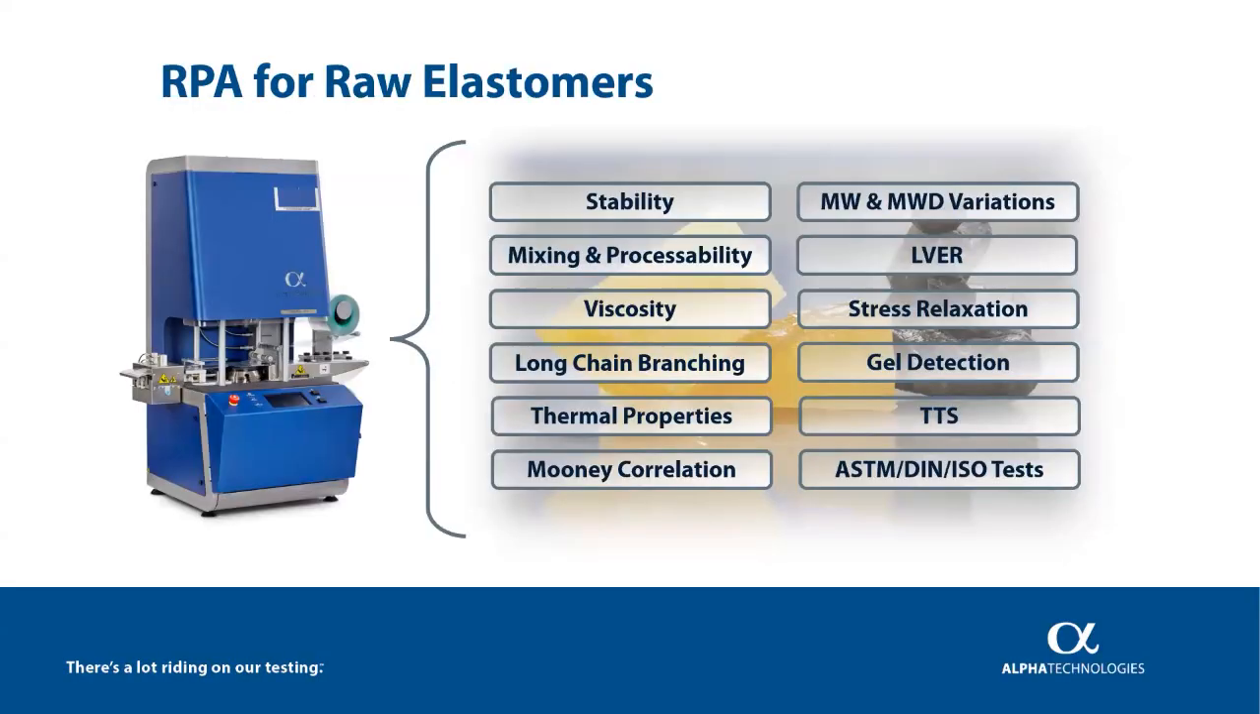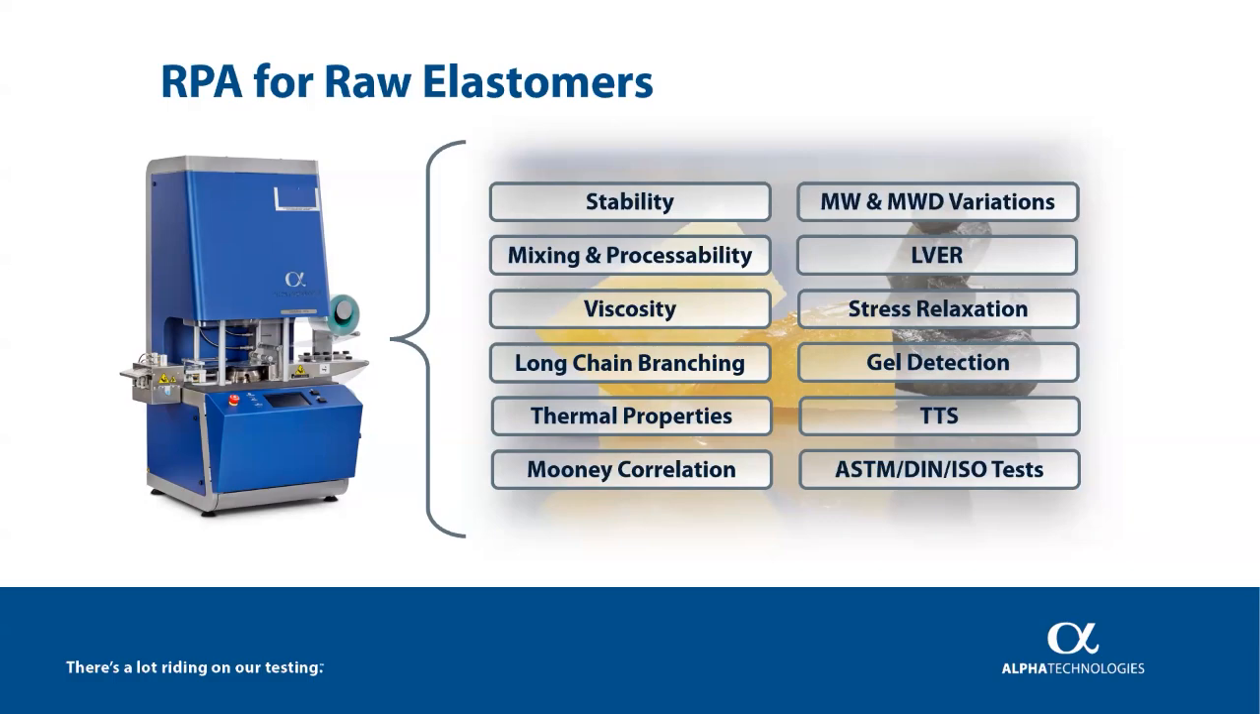When it comes to Rheoelastomers, the RPA can be a powerful tool for analyzing material stability and identifying potential mixing or processability issues. It provides viscosity data, helps us detect long chain branching, and gives insight into thermal properties. We can also use it to correlate with Mooney viscosity, and once that correlation is established, you may not need a separate Mooney Viscometer for routine testing.